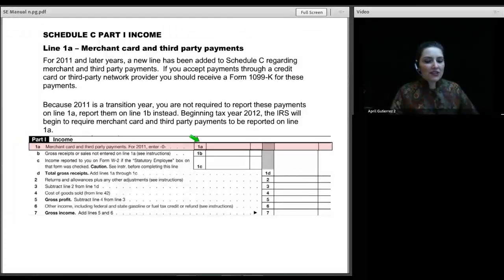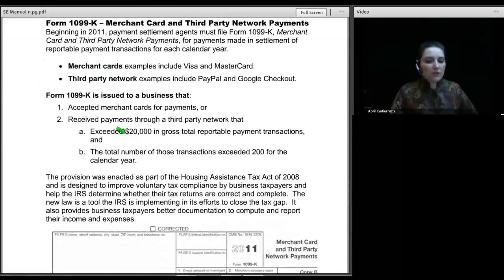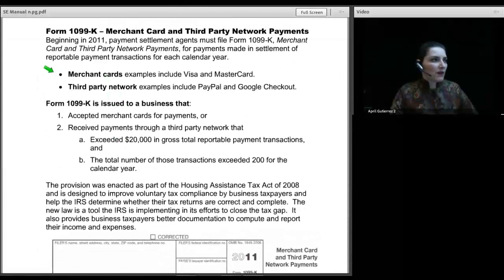So 2001 is a transition year. To step up enforcement and to make sure that people are reporting all of the income they are receiving from their businesses, there is a new law in place that is requiring merchant credit card companies and third-party network providers to issue a new document called Form 1099-K. In the case of a credit card company, such as Visa or MasterCard, if you accept payments from your customers via credit card, you will get a 1099-K. There's no minimum amount or baseline amount for getting that 1099-K. The fact that you accepted a single credit card payment during the year means you're going to get a 1099-K.